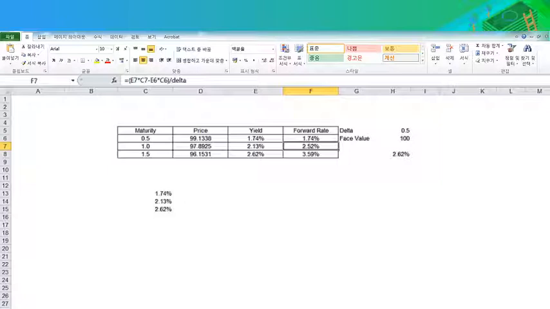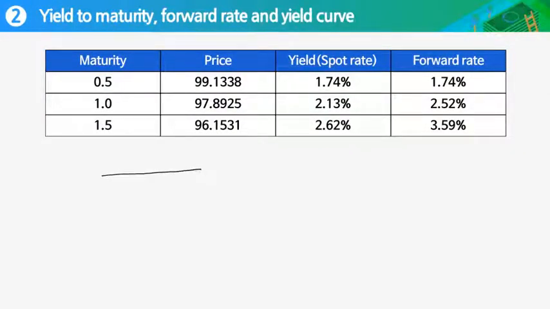And how we can determine this forward rate? Well, we have a hint, we have two rates. Interest rate between today to 6 months is 1.74%. And interest rate between today to 1 year is 2.13%. Using these two, we can calculate forward rate. Let's think of a timeline again. It is time 0, 0.5, and 1 year. And then suppose there is $100 over here.